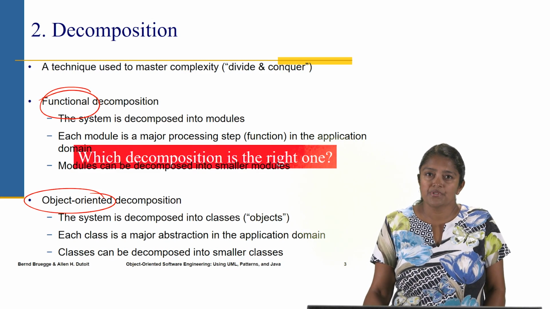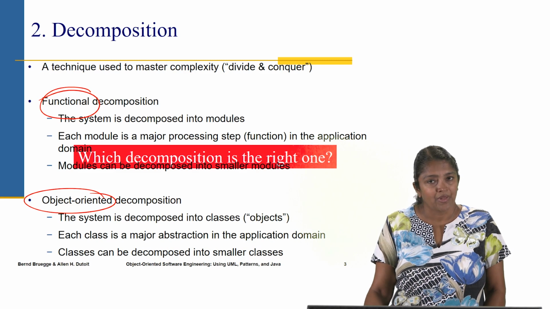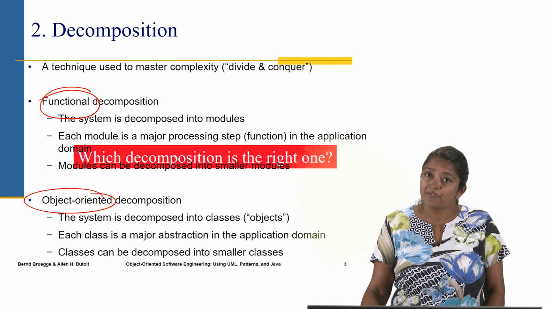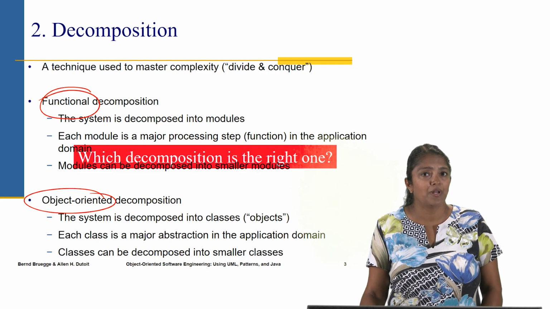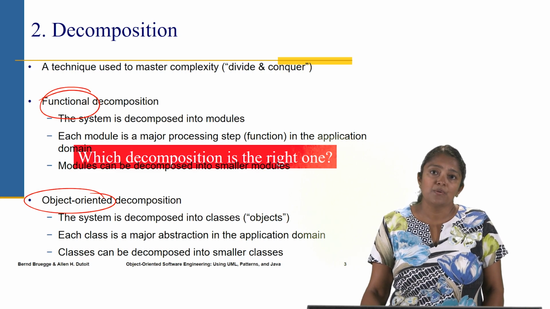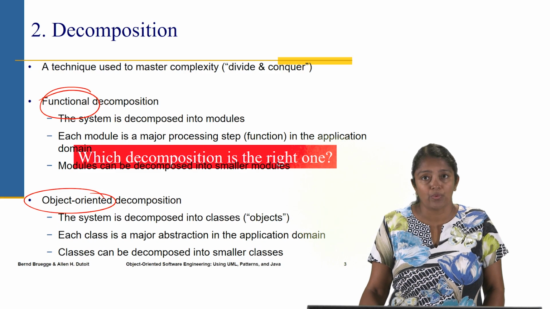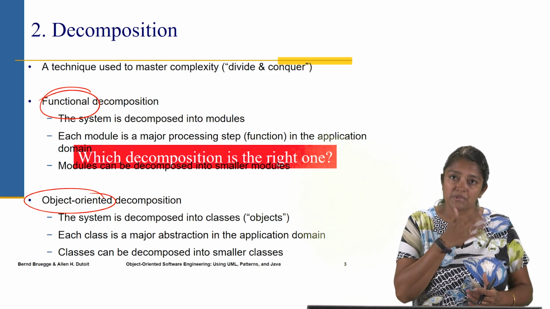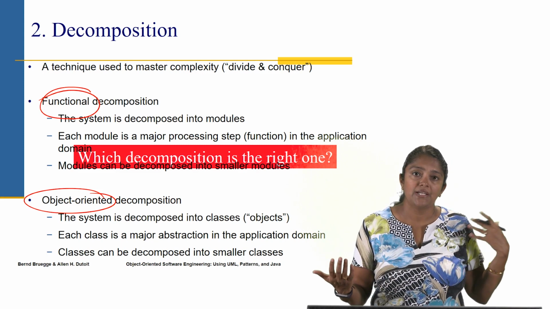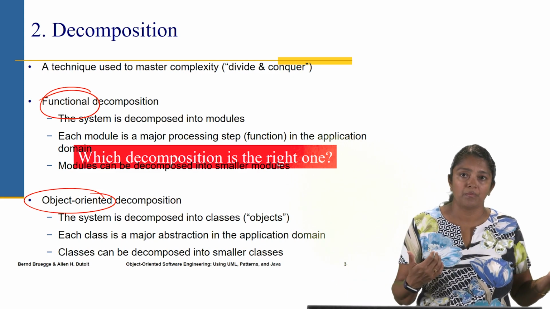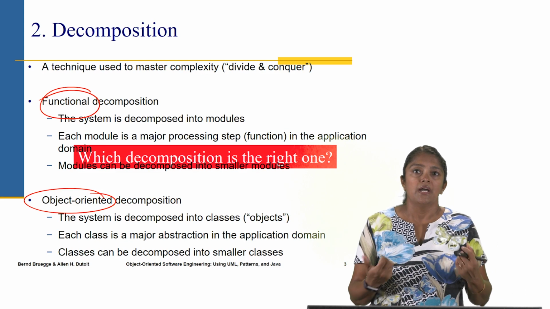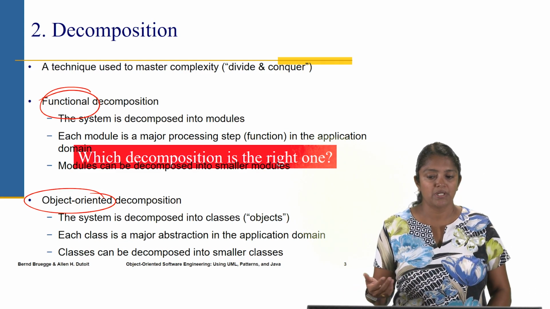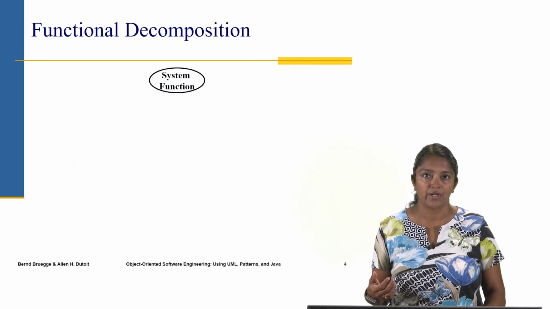So which decomposition is the right one? Now we could argue, is it functional or is it object oriented? But really I would say that the right way to go about is do both. Do both functional decomposition and object oriented decomposition. Think of the functionality as well as how do we break up the system in terms of objects, and that's the best way to deal with the software complexity.